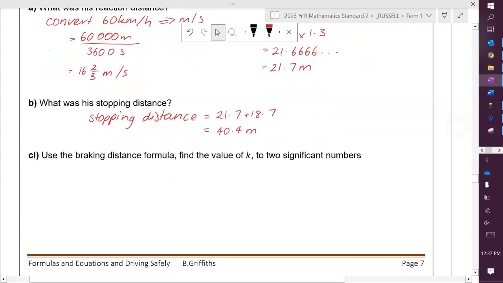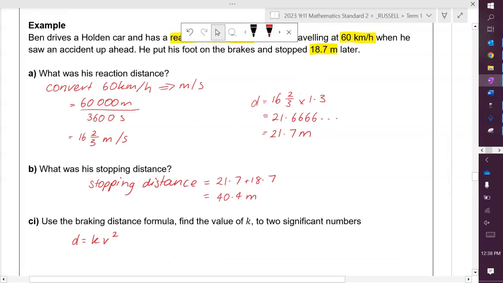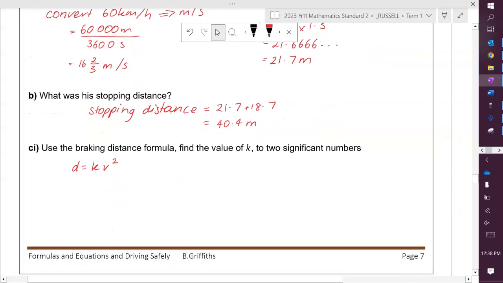So using the braking distance formula, which is D equals kV squared, where k is our constant and V is our speed in kilometres per hour, we need to find the value of k. So D, which we've calculated as our stopping distance, our original braking distance, is 18.7. We're finding k and our speed is 60 kilometres per hour, so 60 squared.